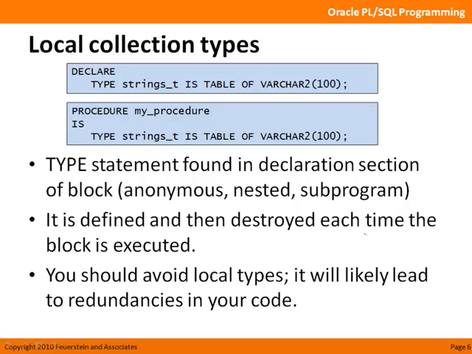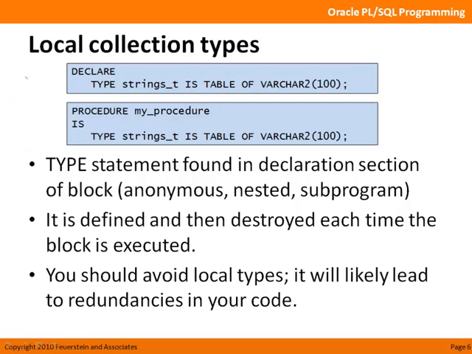Let's take a look at some examples. So first of all, a local collection type. Here's an anonymous block, declare, and then my type statement. So again, this is a nested table, is table of, without index by. So this is saying declare a strings list inside this anonymous block. Here's an example of declaring the same type of array structure, but within a procedure. So a procedure is a kind of PL/SQL block, a named block. So you can declare type statements anywhere you've got a declaration section.